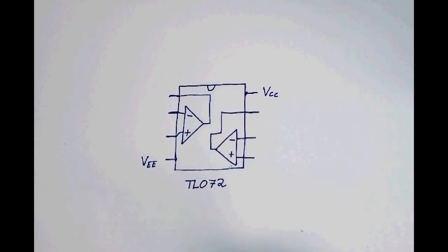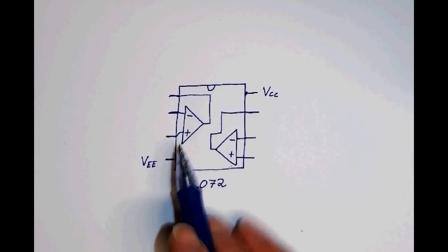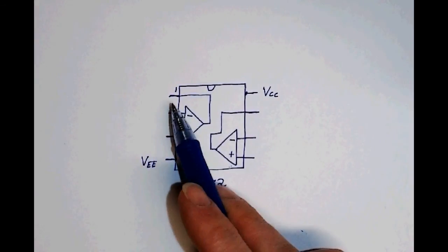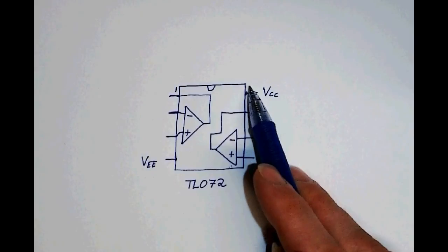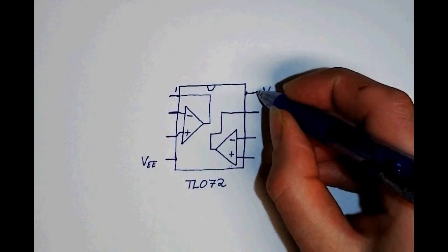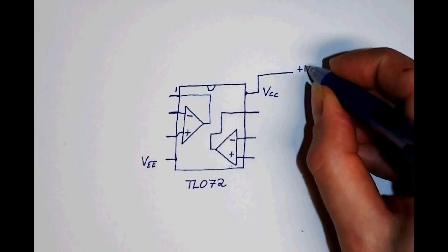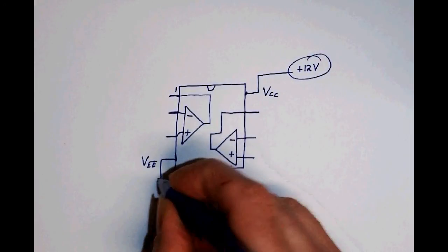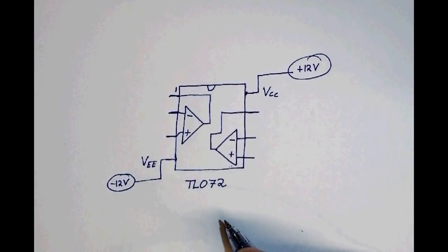Since we need two op-amps, the easiest thing to do is to use a dual op-amp package such as the TL072. This is the pinout diagram of a TL072. This is pin 1 here, then it goes pin 2, 3, 4, 5, 6, 7 and 8 in the usual way. We would want to connect VCC to a suitable power supply, possibly something like 12 volts from the lab power supplies, and connect VEE to a suitable negative power supply, perhaps somewhere around minus 12 volts, again from the lab power supply.